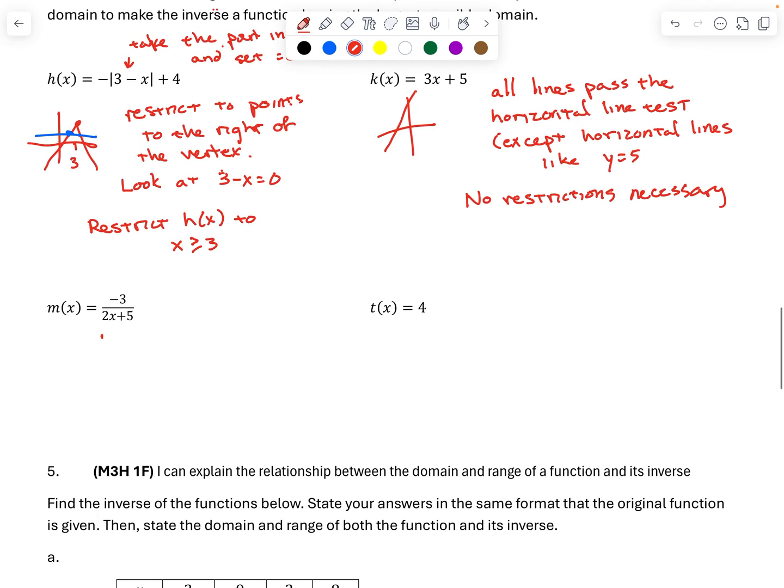What about this one? If you graph this, again, the domain excludes the place where the denominator goes to 0. So if you graph this on your calculator or on Desmos, you see that, oh, by George, it starts to look like that. Rational functions that are ratios of two linear functions always pass the horizontal line test.